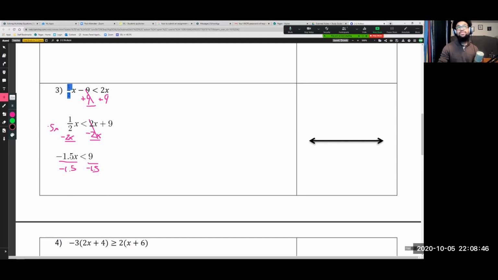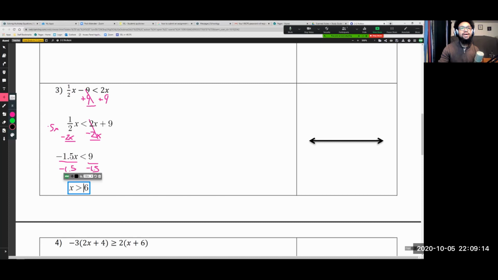So now I have this negative 1.5 divided by negative 1.5. So I have x on this side, but since I've divided both sides by this negative sign, I've divided across this inequality, I must flip my sign. I had a less than, now I have a greater than. And then this 9 divided by a negative 1.5, don't forget that is going to be negative 6, all right?